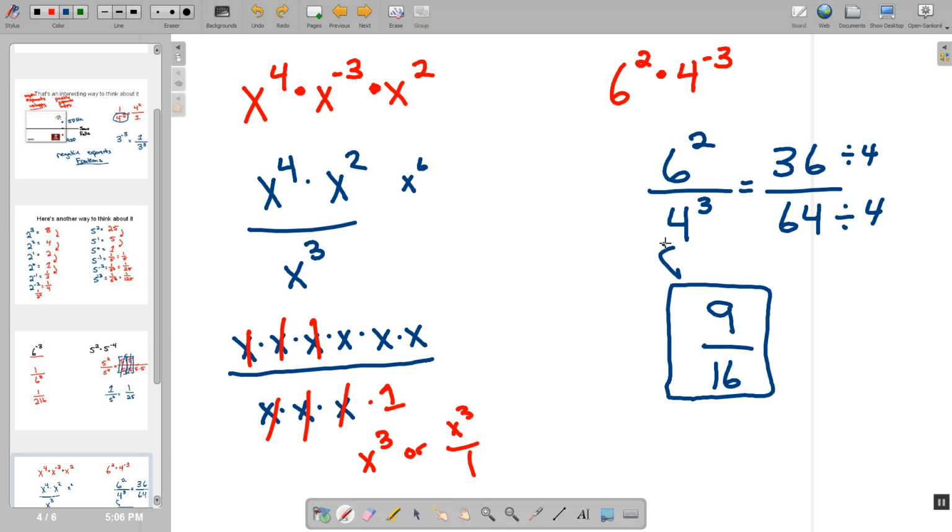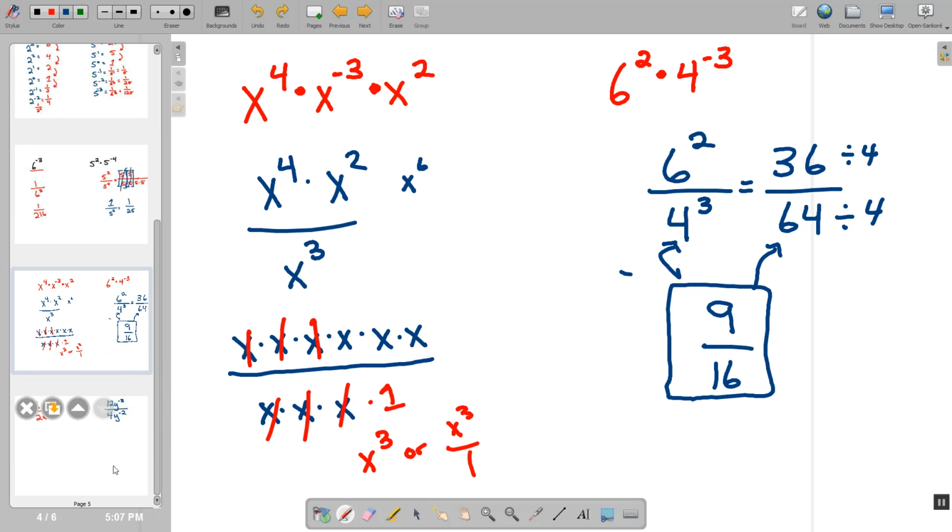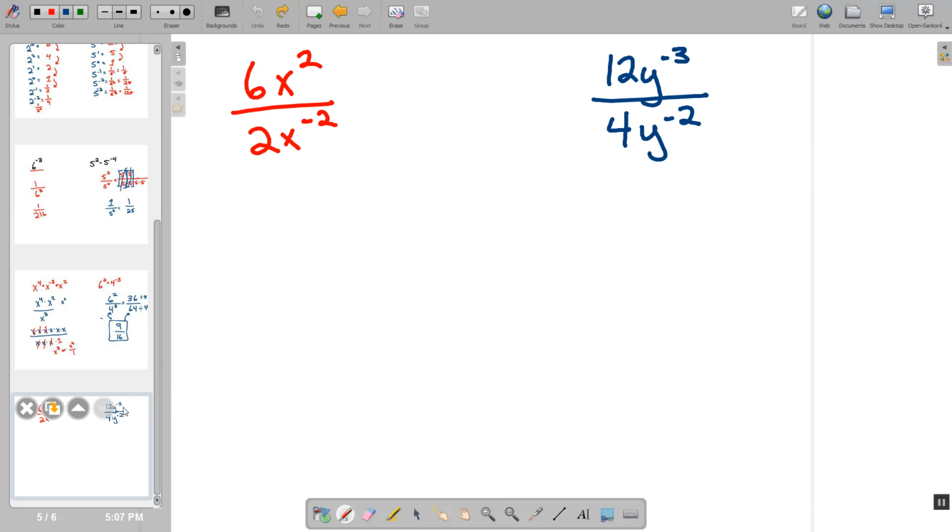If you left it like this, it would be partially correct. If you left it like this, it would be closer to partially correct, but the boxed answer is the best possible answer. Let's do one final slide. This is as tough as the problems can get, okay? So this is like a level 4 problem.